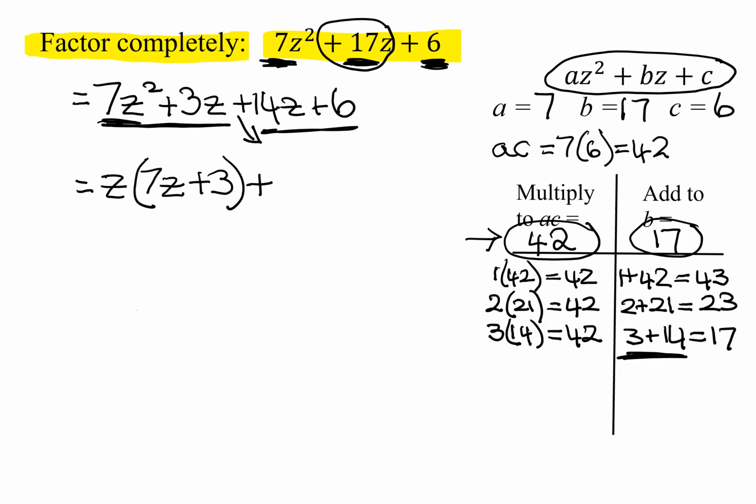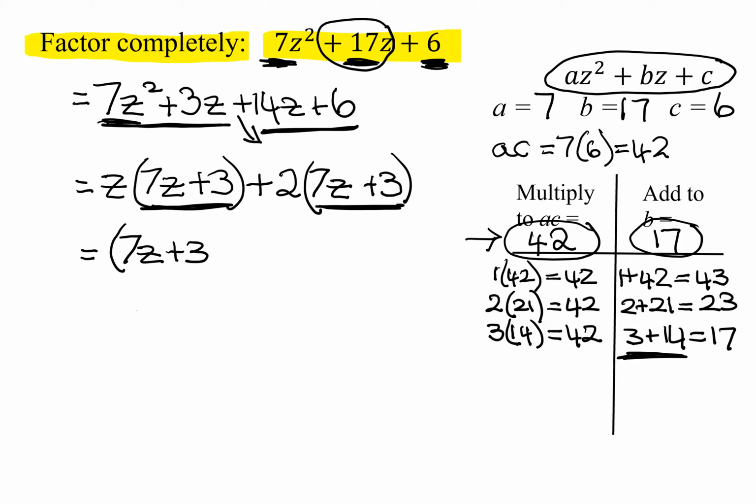And what do the last 2 have in common? Definitely don't have a z in common, and I think the only number they have in common is a 2. So if I pull a 2 out of 14z, 2 goes into 14, 7. So I get 7z plus 2 goes into 6 3 times. Now remember, factoring by grouping only works if this binomial is the same as this one. They are in this case. That's my common binomial factor. I pull that in front, and what does it leave me? It leaves me with z plus 2.